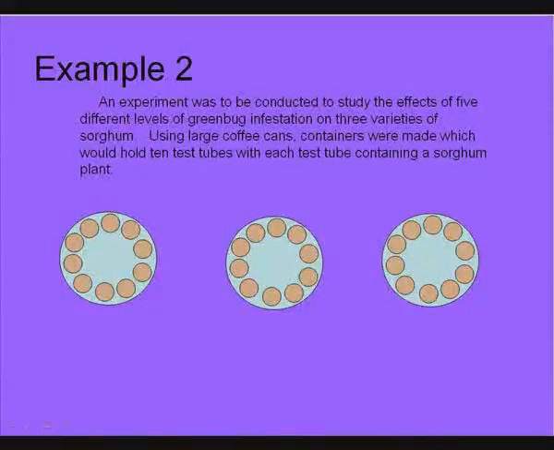So he was going to put 0 greenbugs in one of the test tubes, 10 greenbugs in another, 20 in another, 30 in another, 40 in another, and so on. So he had 5 different levels of greenbug infestation that he was going to use.